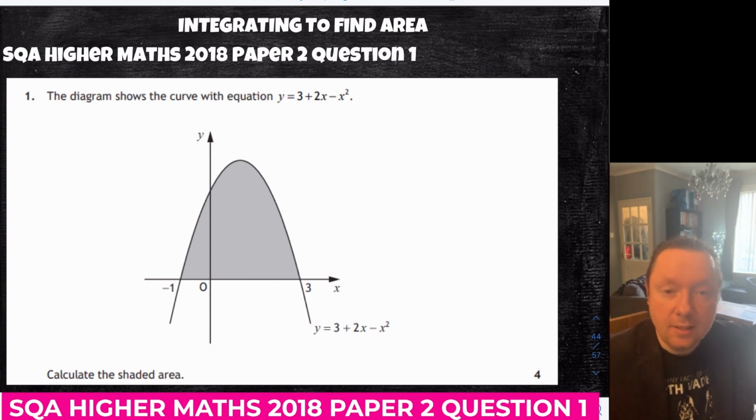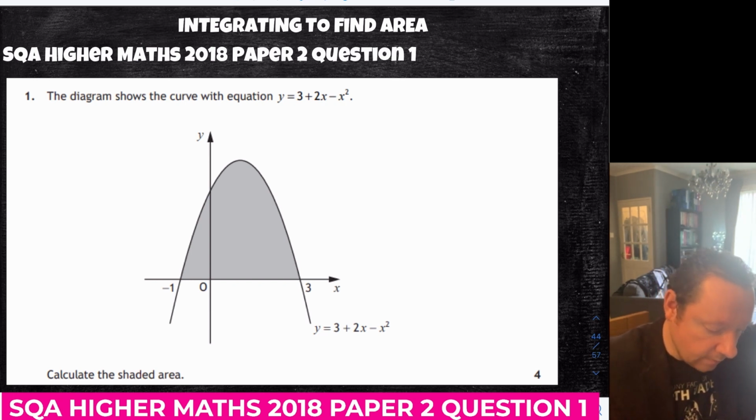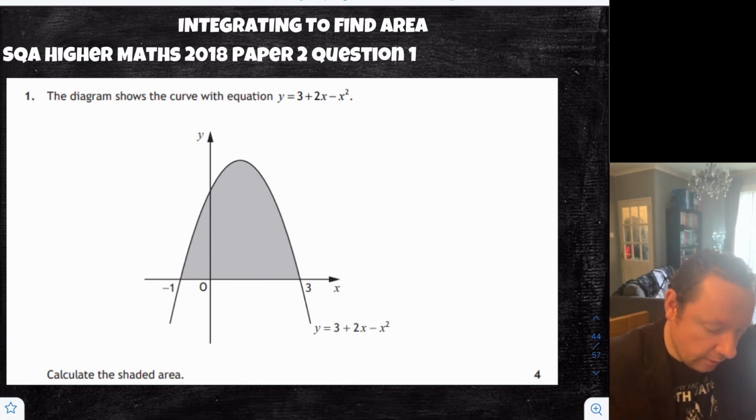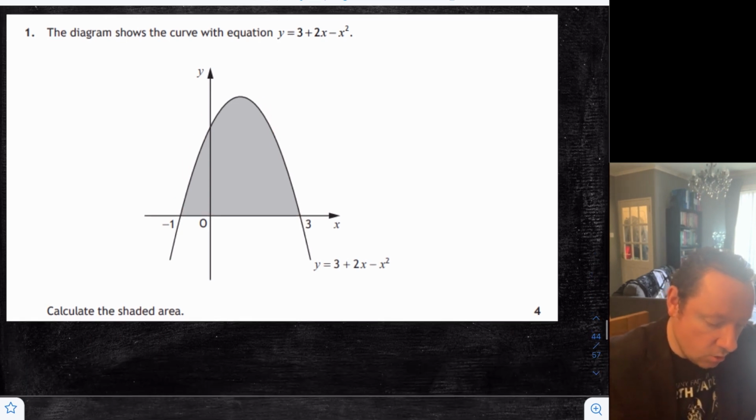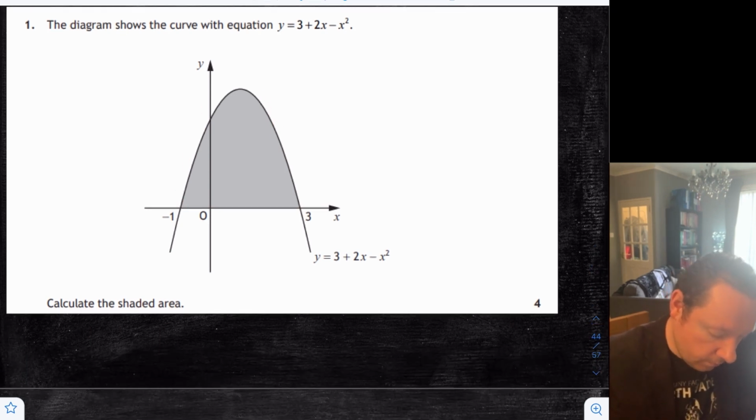Integrating to find area. SQA Higher Maths 2018, paper 2, question 1. Nice simple one here. The diagram shows this curve. Calculate the shaded area. So it's the area between -1 and 3 of this minus the x-axis, so just this. So it's the integral between -1 and 3 of 3 plus 2x minus x squared dx.